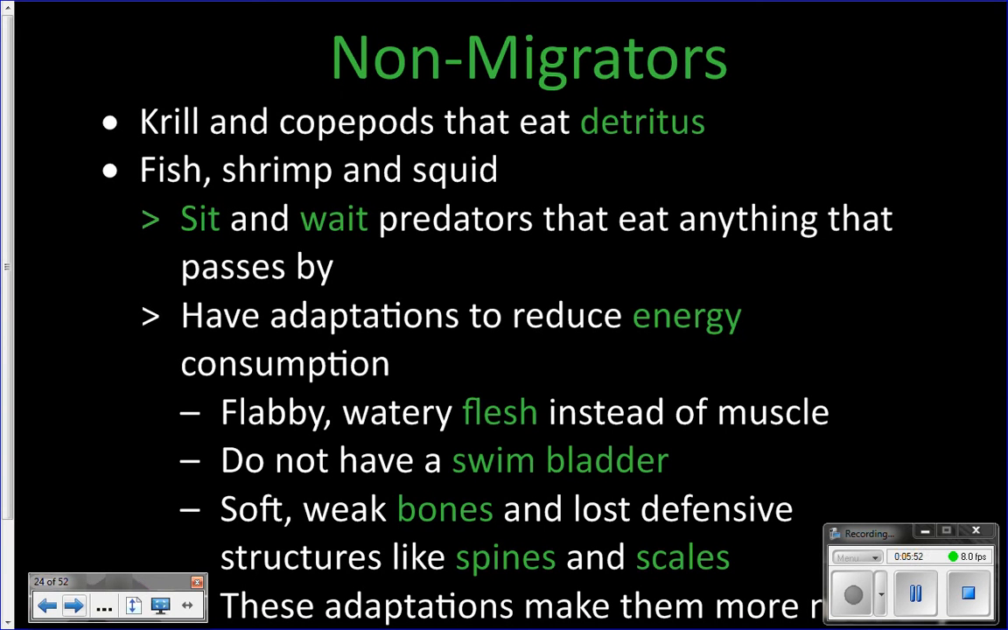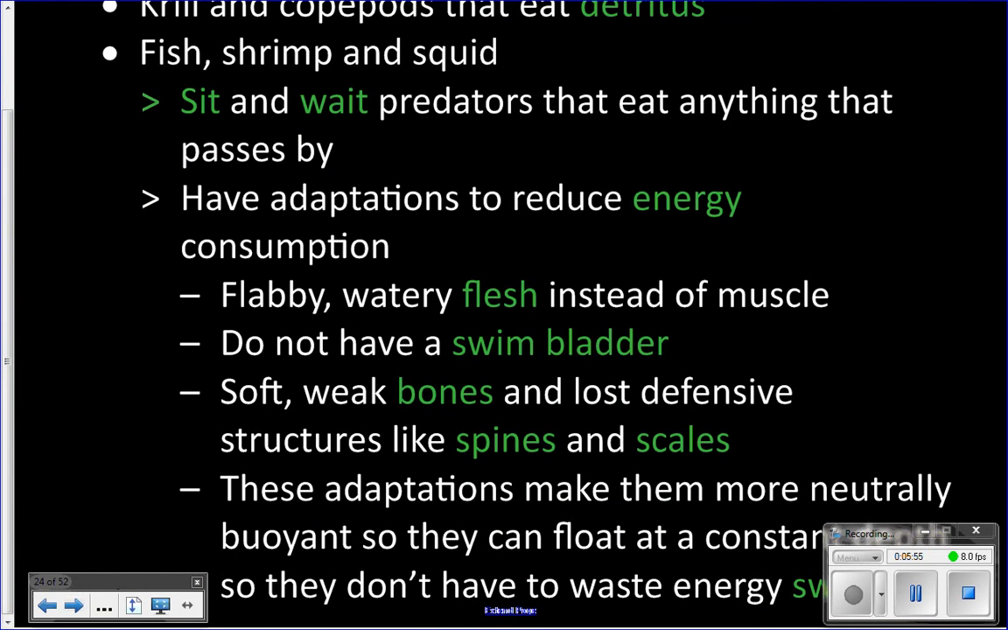Here are some of those adaptations. They're going to have flabby, watery flesh instead of muscles. Muscles take a lot of energy to maintain. One of the reasons why, if you work out a lot and you have big muscles, you're going to be able to eat a lot more is because muscles burn energy, so your metabolism is faster. They take a lot more energy to maintain. If they're a sit and wait predator, they're literally not moving really. So they're going to have not very well developed muscles because they don't want to spend the energy in maintaining that muscle mass. Does that make sense?